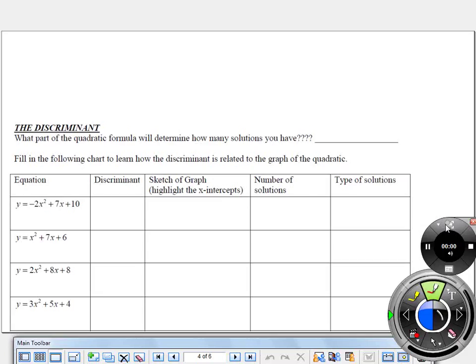The quadratic formula will determine how many solutions you have. That is the b squared minus 4ac. Okay. And see the title right here? That's called the discriminant. Okay.